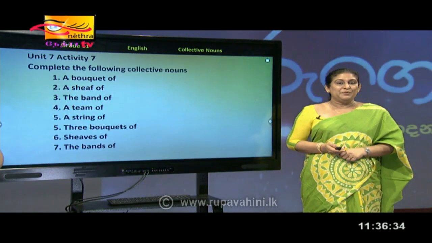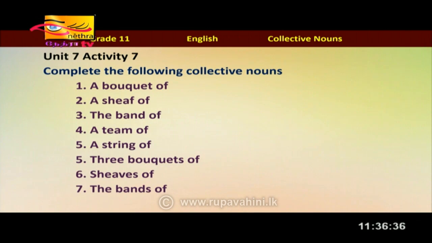This is also from Unit 7, Activity 7. Complete the following collective nouns. So you can take your books and we can do it at the same time. Yes. Let us read. By the time we read, we hope you will finish. You will write the collective noun. A bouquet of. A sheaf of. A band of. A team of. A string of. Three bouquets of. Sheaves of. The bands of.